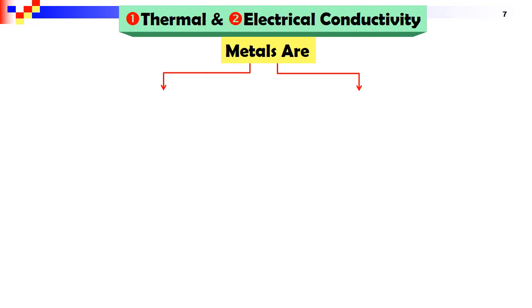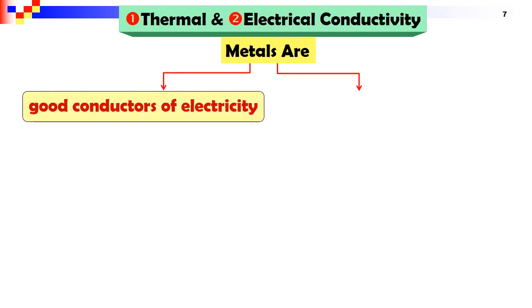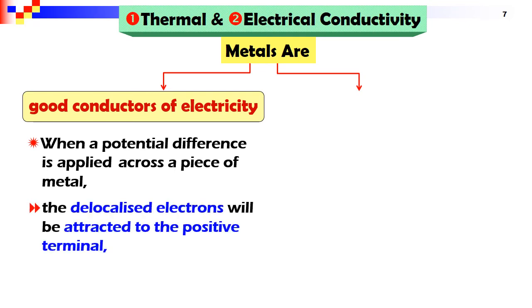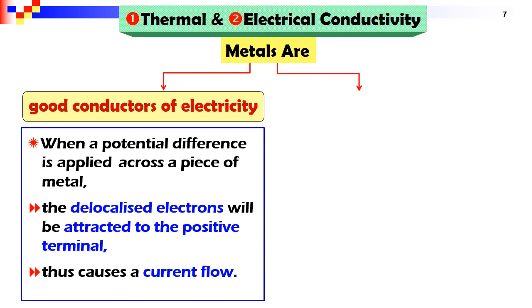Properties of metal. First, thermal conductivity, and second, electrical conductivity. Metals are good conductors of electricity. When a potential difference is applied across a piece of metal, the delocalized electrons will be attracted to the positive terminal, and that results in a current flow. That is why metal conducts electricity.